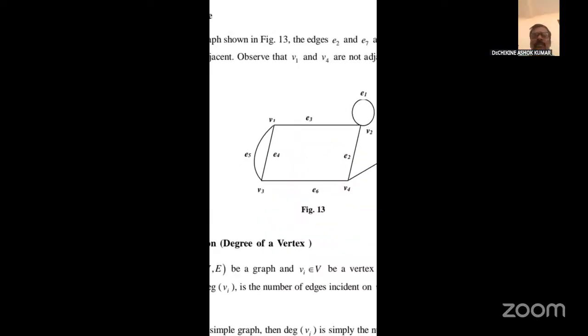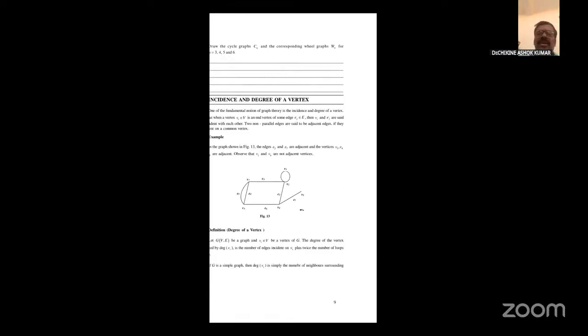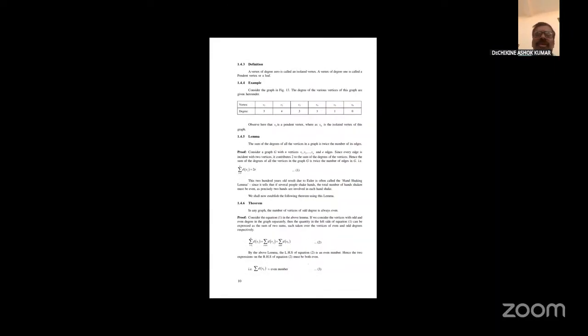I want to count each and every individual vertex's number of edges, that is degree. So here V1, what is the number of edges of V1? V1 has E3 edge, E5 edge, E4 edge. So the degree of V1 is 3.